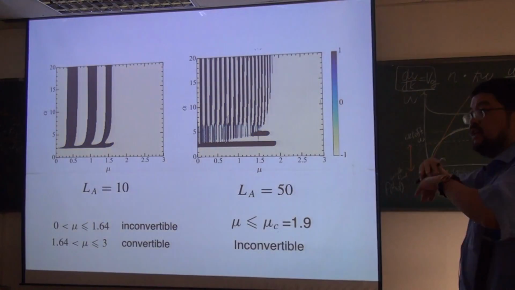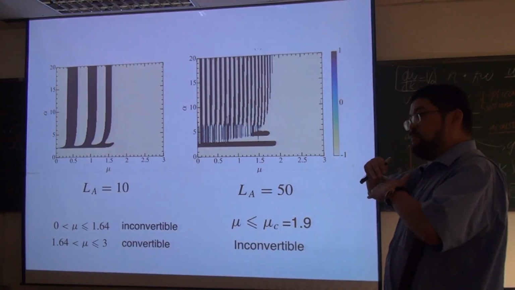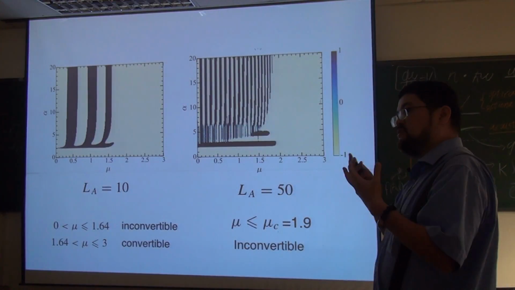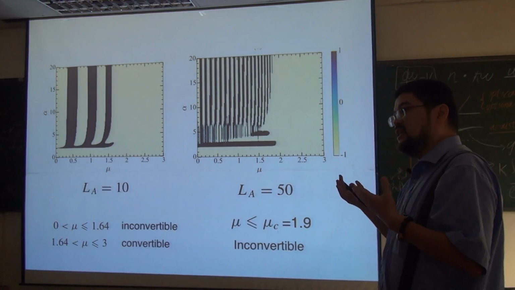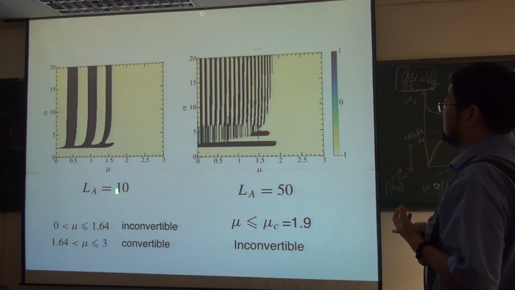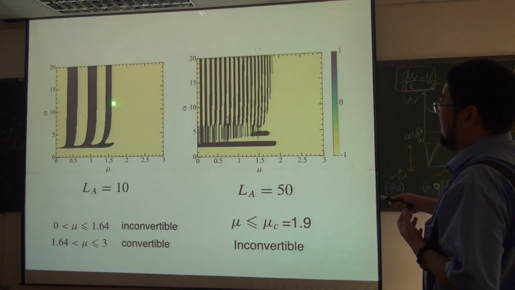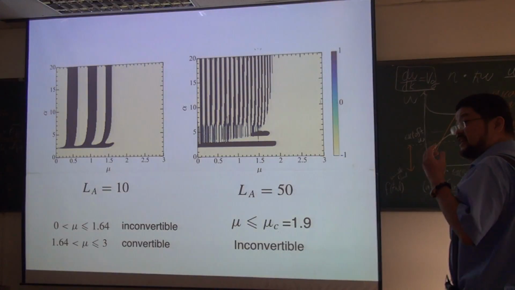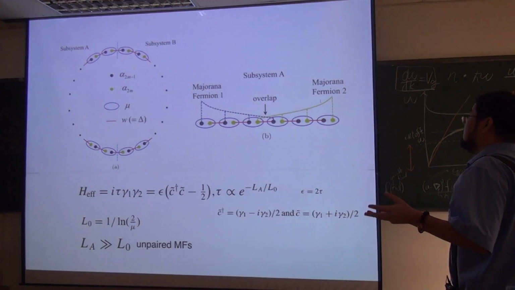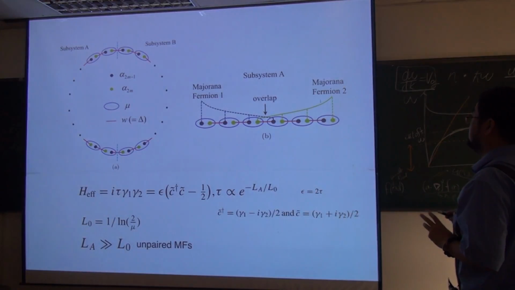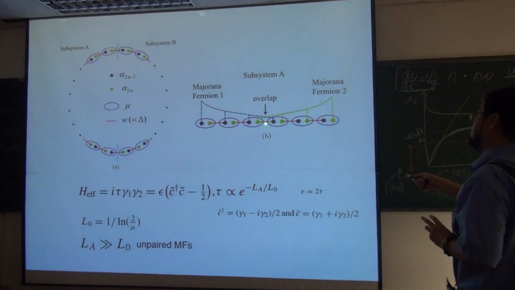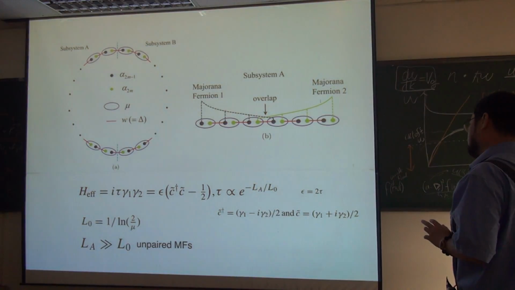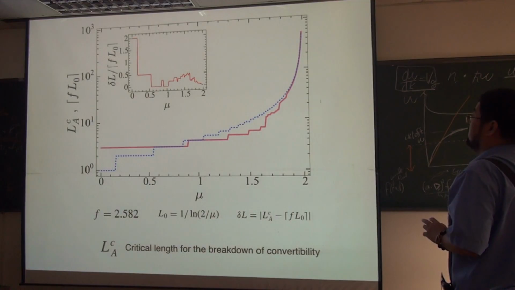But if you have overlap, then the overlap can be used for communication, and the states can talk to each other. Then the states can be converted to each other. So that's the message: if you have overlap here, then the two states can convert. If you don't have overlap here, the system cannot. And this is our final result.